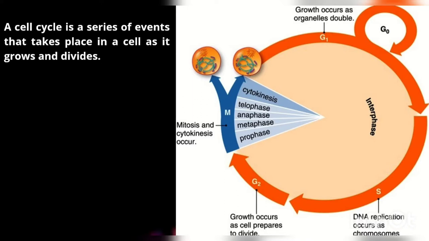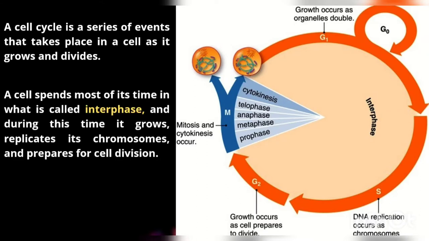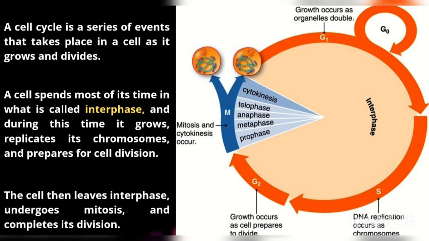A cell cycle is a series of events that takes place in a cell as it grows and divides. A cell spends most of its time in what is called interphase, and during this time it grows, replicates its chromosomes, and prepares for cell division. The cell then leaves interphase, undergoes mitosis, and completes its division.